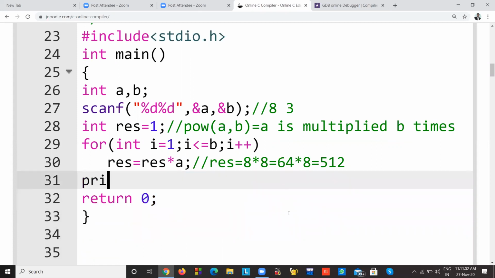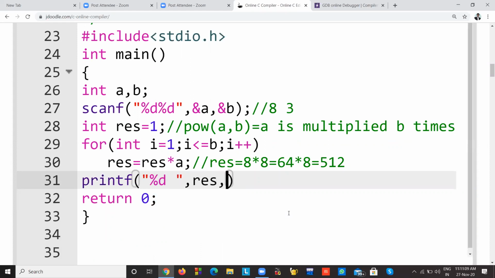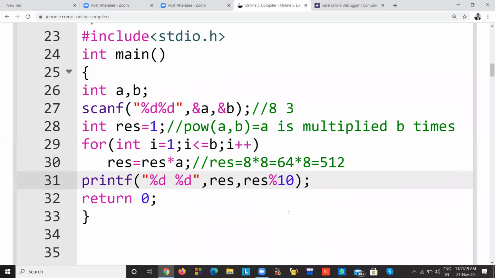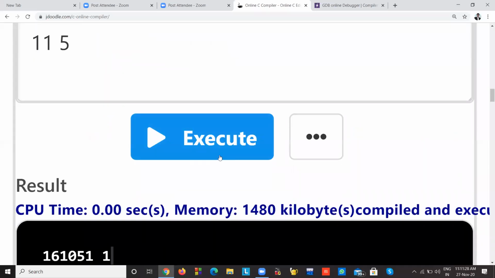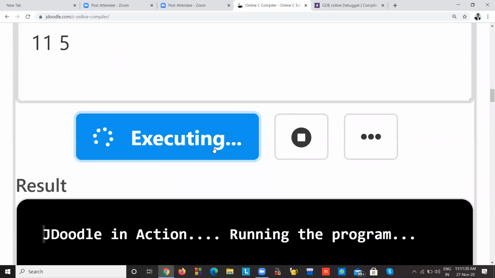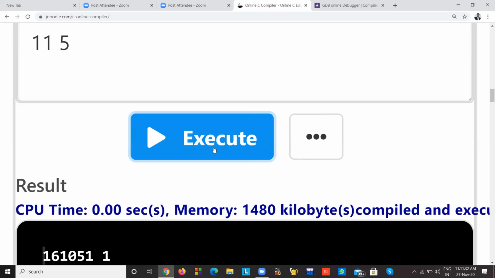Okay, first calculate the result. Print the result. We printed RES. I just wanted to print another result with some space. Into percentage D. First one is RES and the second one is RES mod 10. RES mod 10. So that's all. In a single line we can manage this. Right? Let's show here. Same, correct answer.